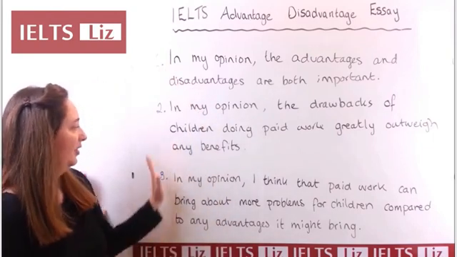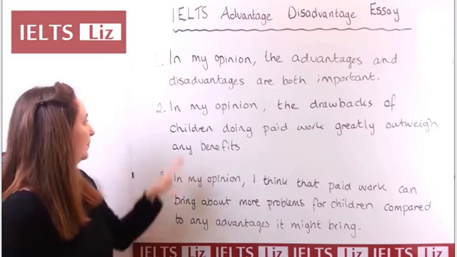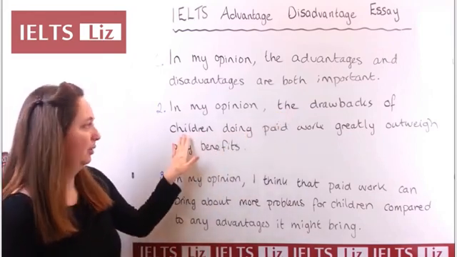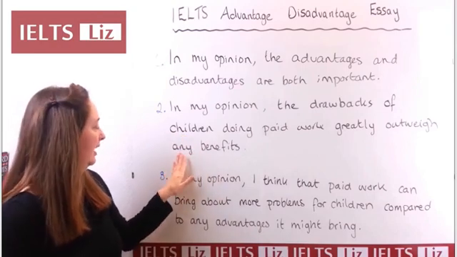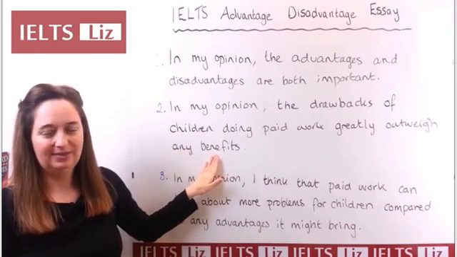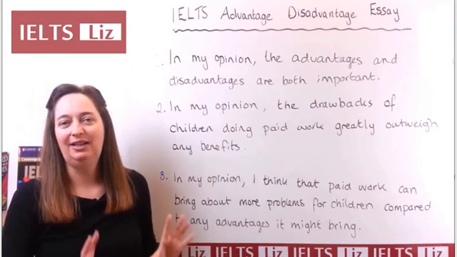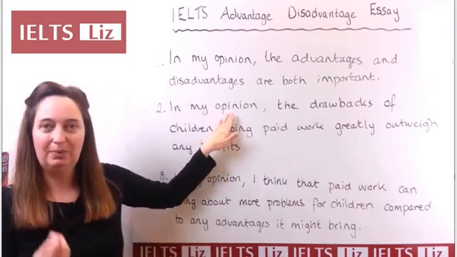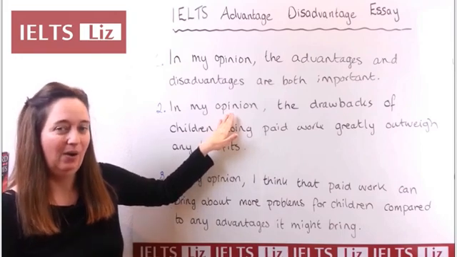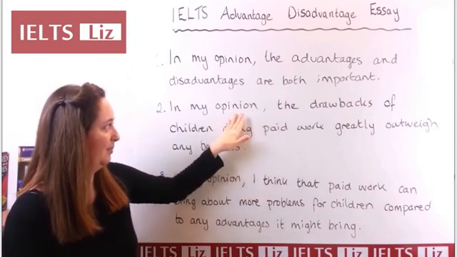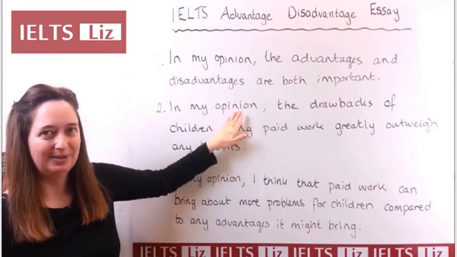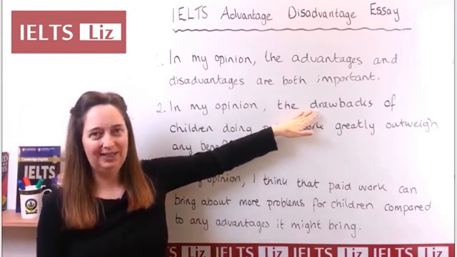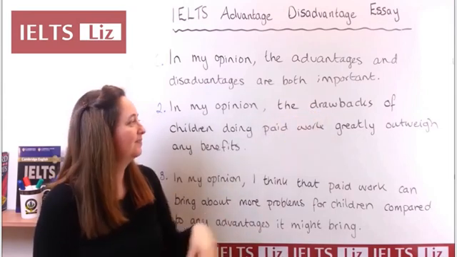Now we look at the other 2 thesis statements. Number 2, in my opinion, the drawbacks of children doing paid work greatly outweigh any benefits. This is a very clear answer. We've got in my opinion because we're making a choice, we're giving our view, so the examiner will be able to find the answer very quickly when you do that. We've got the drawbacks, so we've paraphrased the disadvantages.